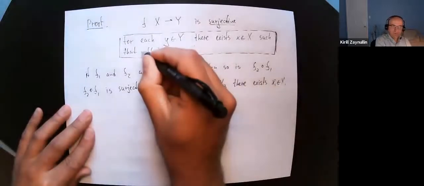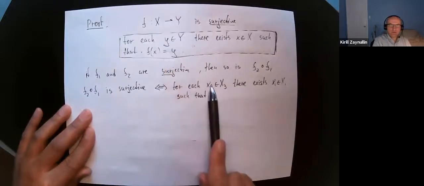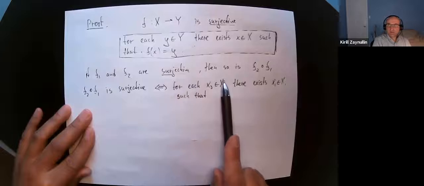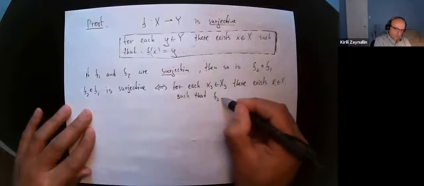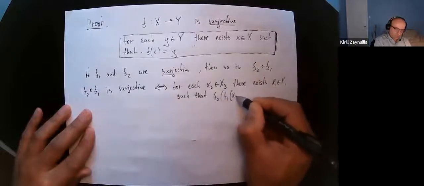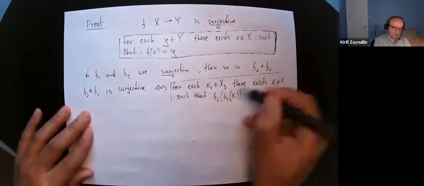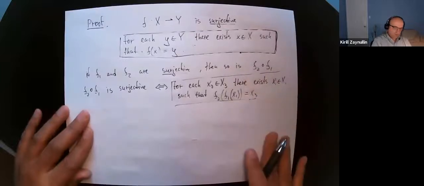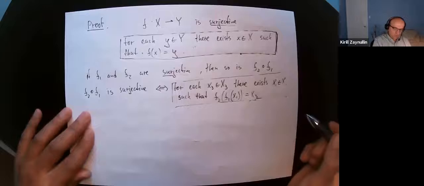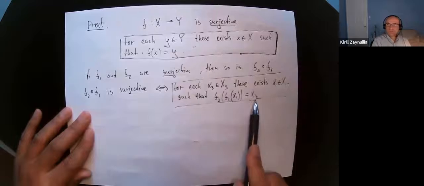I'm just copying this sentence here, in the sense that I'm just substituting: instead of y, I take x3, instead of capital Y, I take capital X3, and so on. Such that f2 composed with f1 of x1 is x3. So this is the same sentence as the one above, just for different sets and elements, with different notation. Now we would like to show that for each x3, there exists an element of X1 such that this holds.